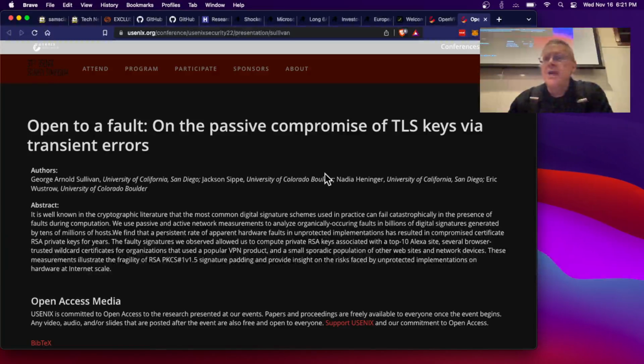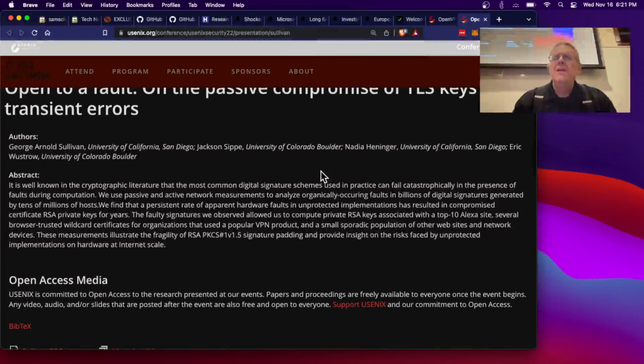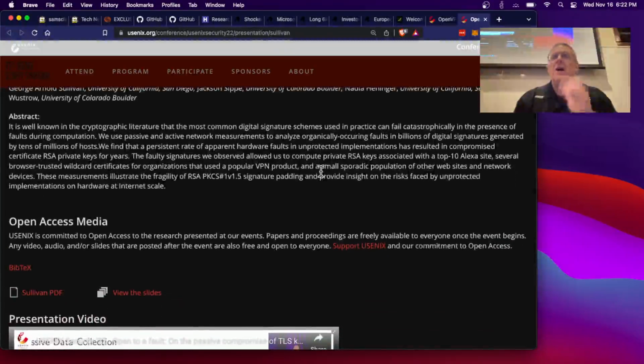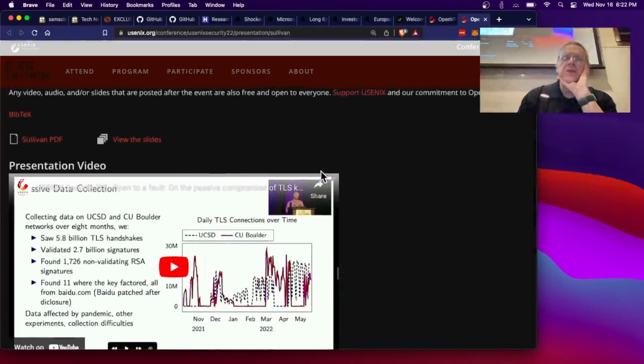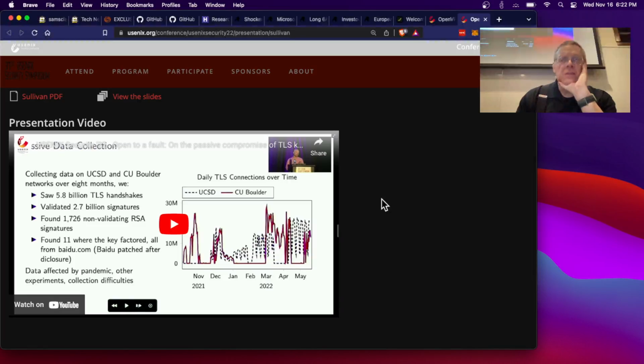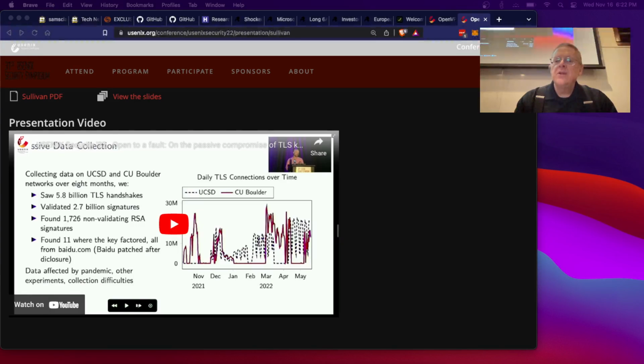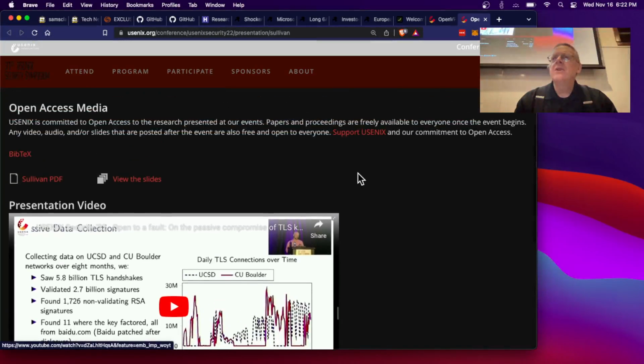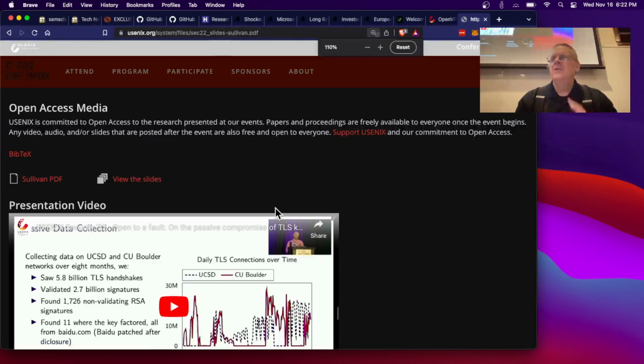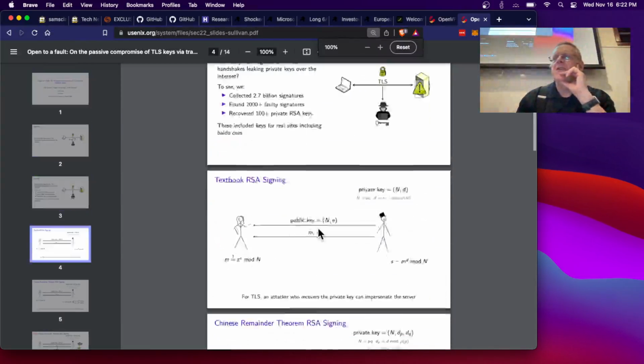And what these guys did was they just passively scanned the internet to look for invalid RSA signatures on files, on things like HTTPS servers. And they found a lot of them. They found over 1,700 invalid signatures, and they found almost 100 of them with a combination of passive and active scanning where they were able to factor it. And in fact, there was a fun calculation, which hopefully now here's the slides.